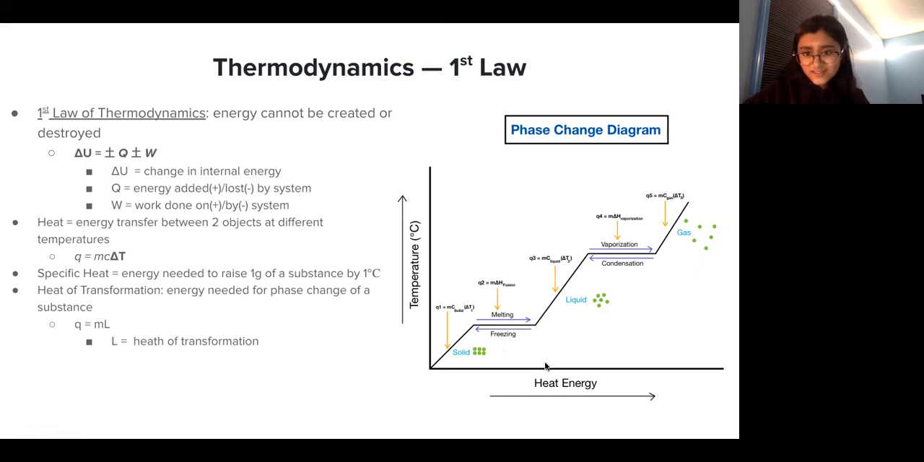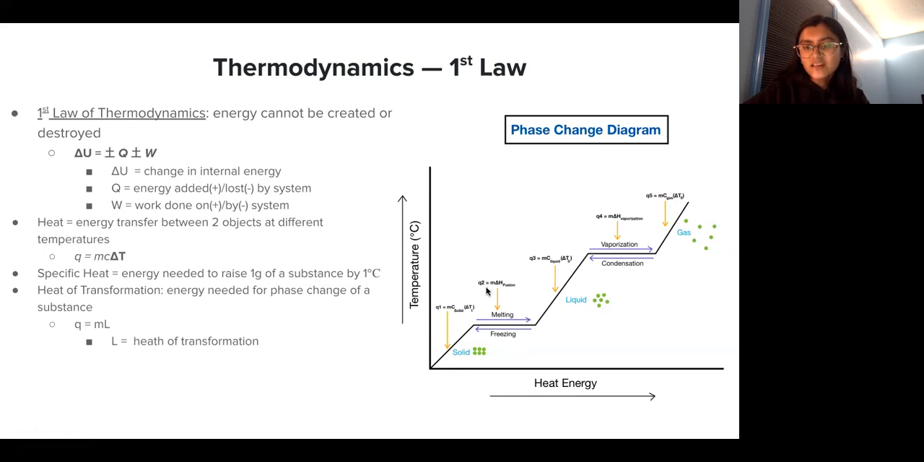And so you can see here on this phase change diagram that they use this formula at these sloped parts of the graph to figure out what heat was involved here. It also states what state it's in. And then in these horizontal portions, that's the actual phase change itself.